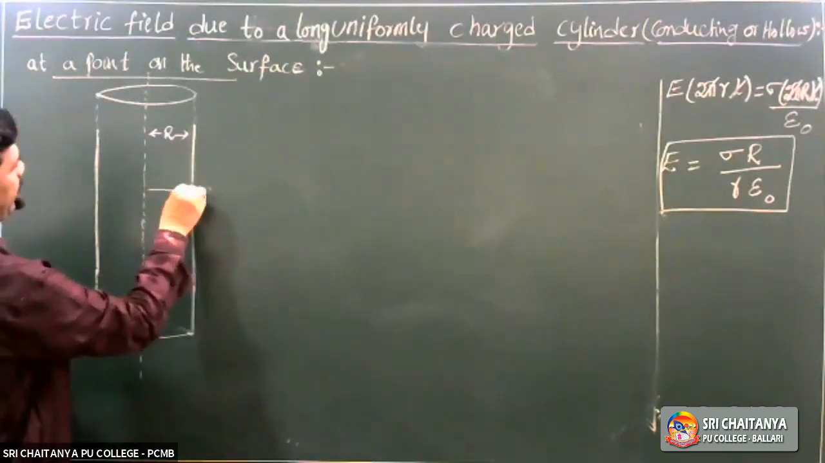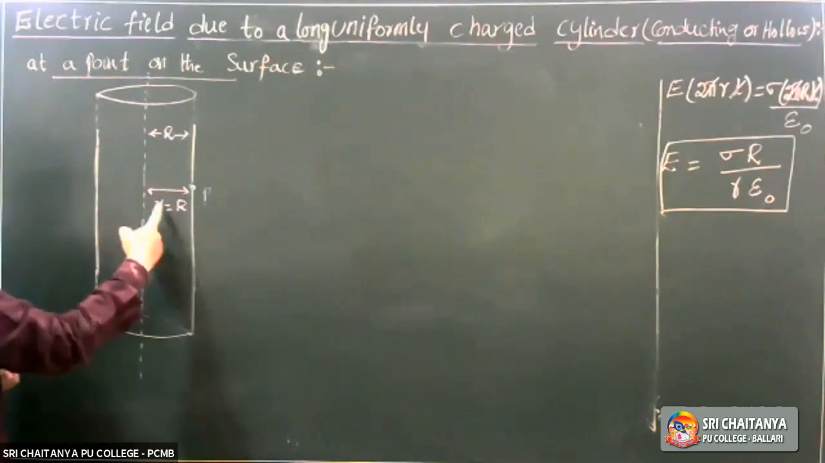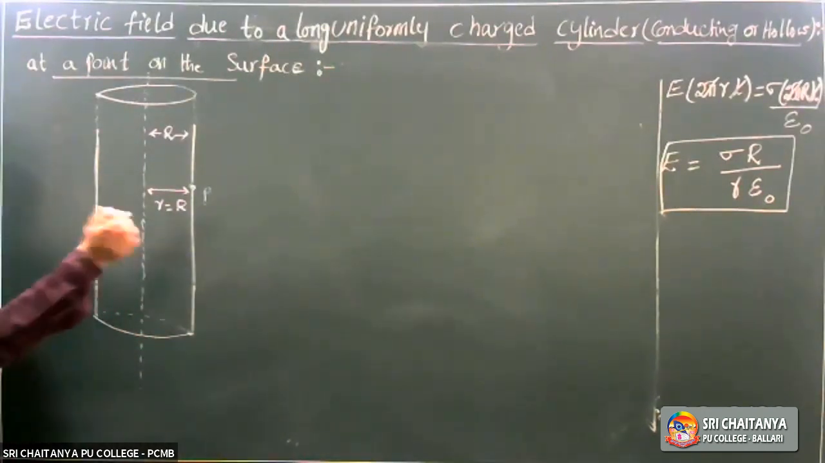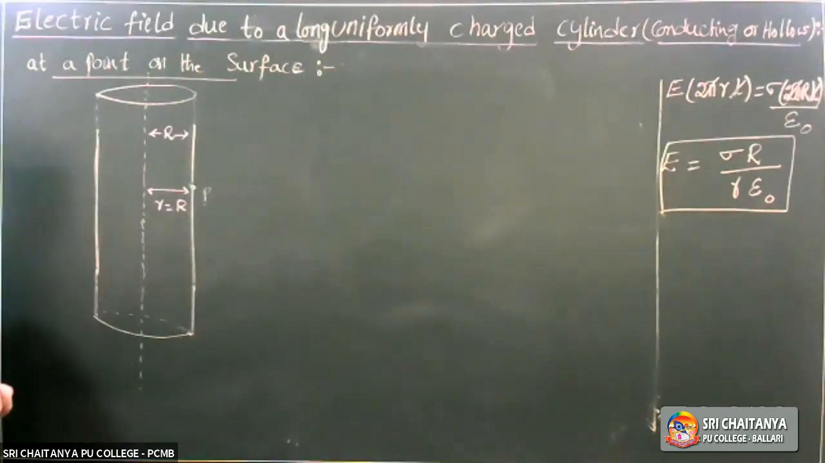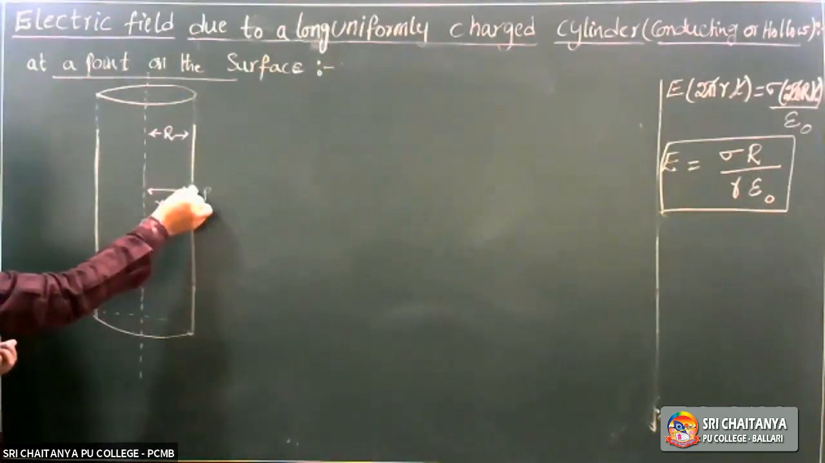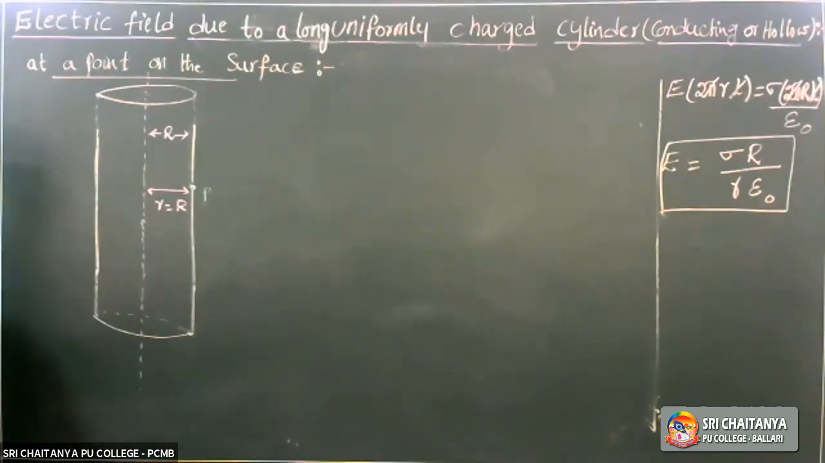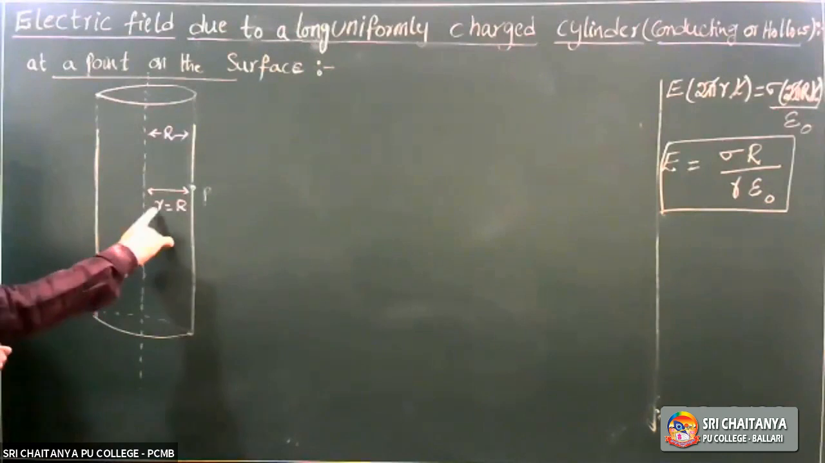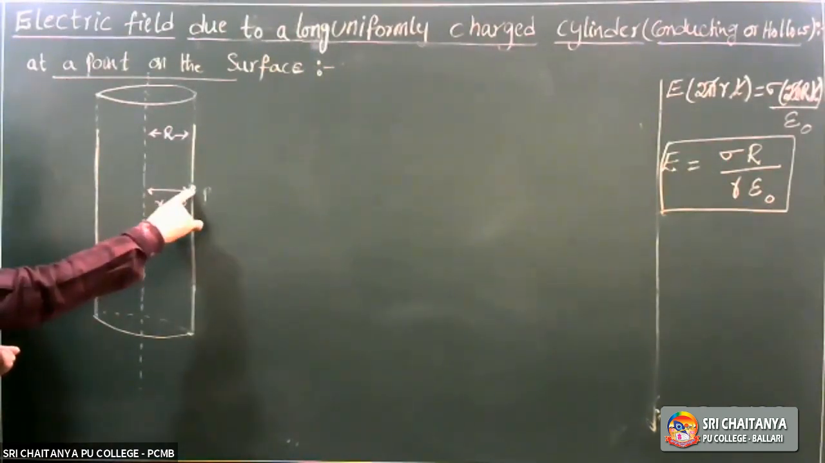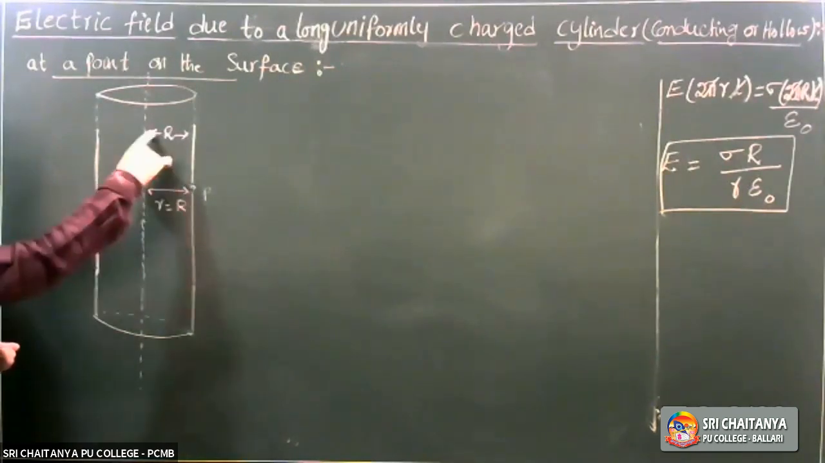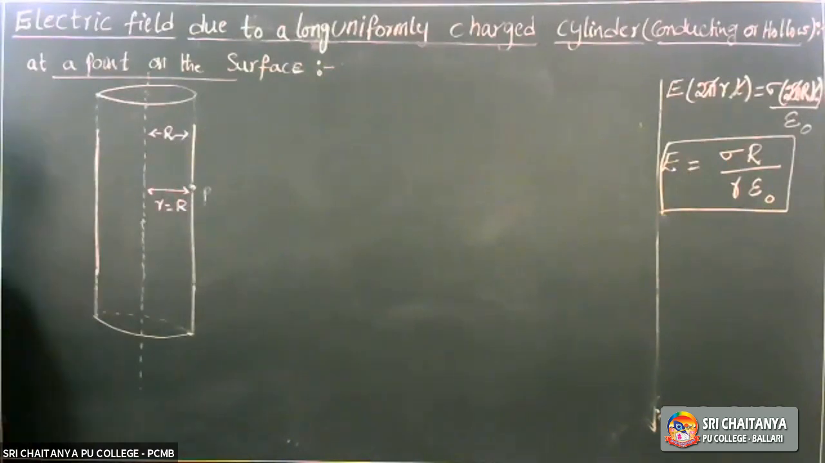Now, from the point to the axis, what are we taking? Small r. In the previous case, you just observed, from the axis to the point, we are taking the distance as small r. When the point lies on the cylinder, small r is equal to capital R. Just in that formula, substitute small r equal to capital R.